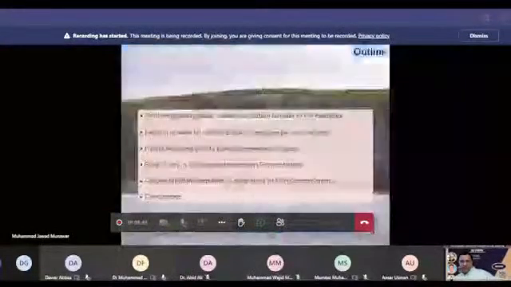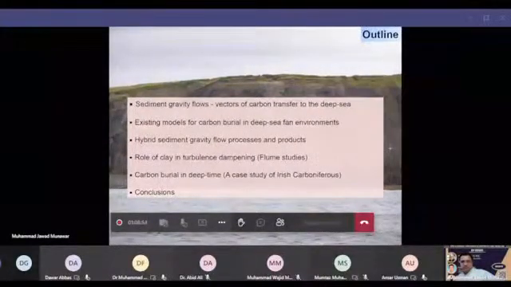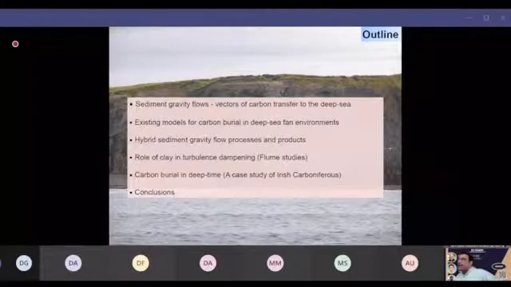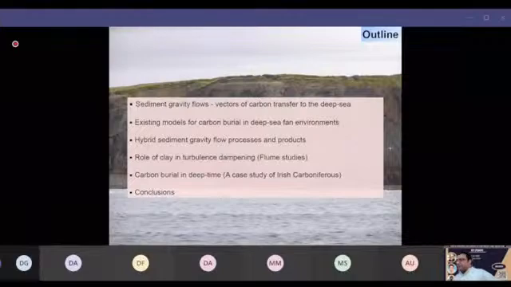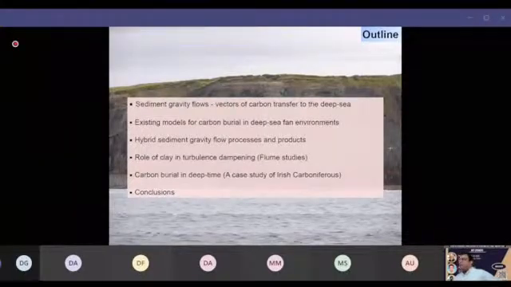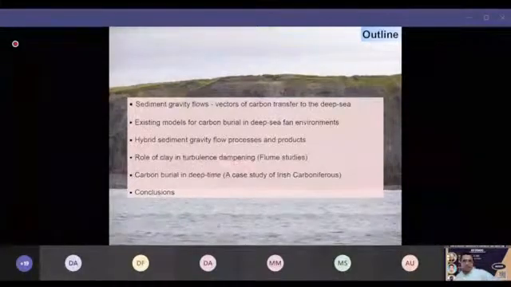So this is a brief outline. In the first part, I will try to build a case for sediment gravity flows as a vector of carbon mass transfer to the deep sea. Then definitely we will talk about existing models for carbon burial in the deep sea. Then I will go and discuss, from a very introductory idea, hybrid sediment gravity flow deposits and the processes related to them, definitely because most of you are undergrads, so perhaps it would be really interesting for you to understand where we are in terms of deep water sedimentology.